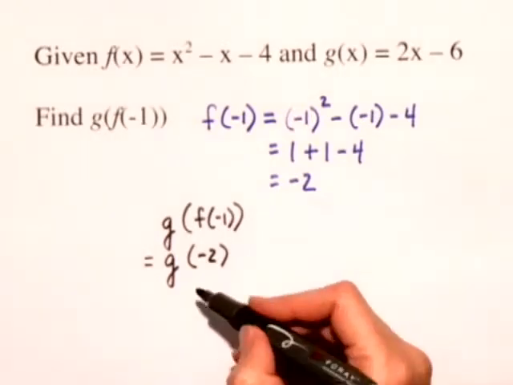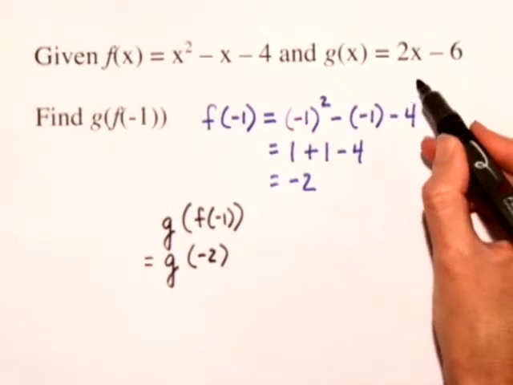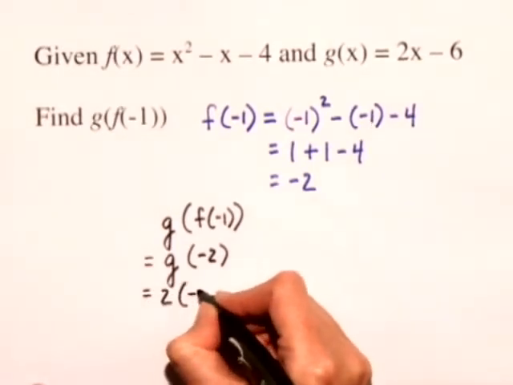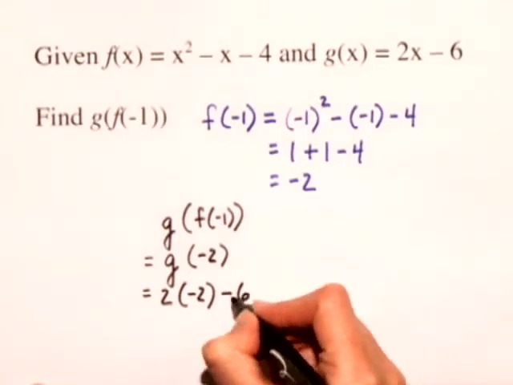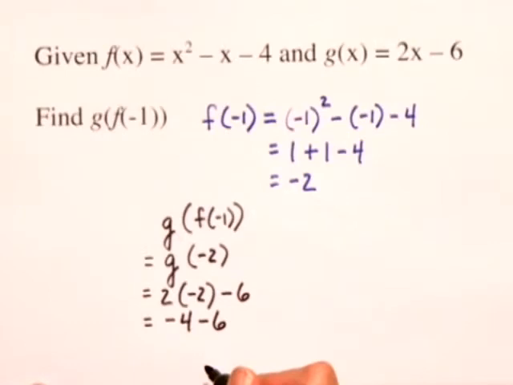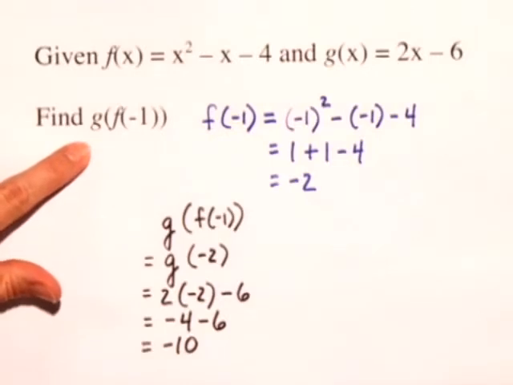So in this last part, we're going to substitute negative 2 everywhere we see an x up here in g of x. And we get 2 times negative 2 minus 6, which gives us negative 4 minus 6. And we can say that's equal to negative 10. So g of f of negative 1 is equal to negative 10.